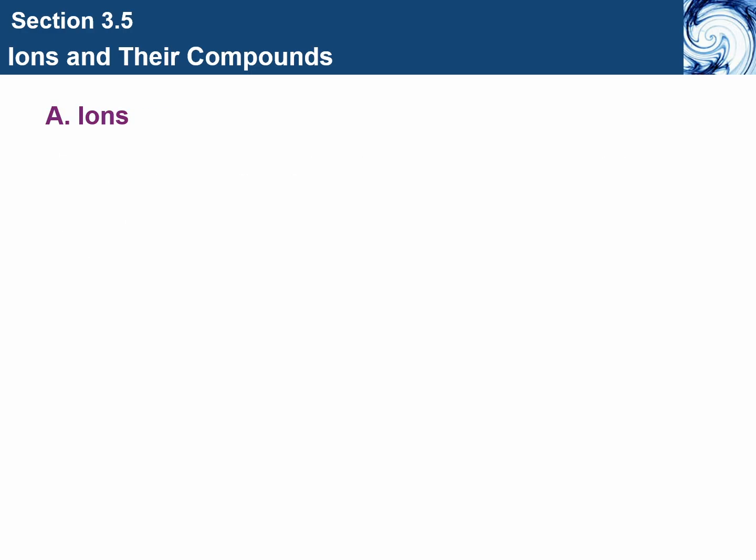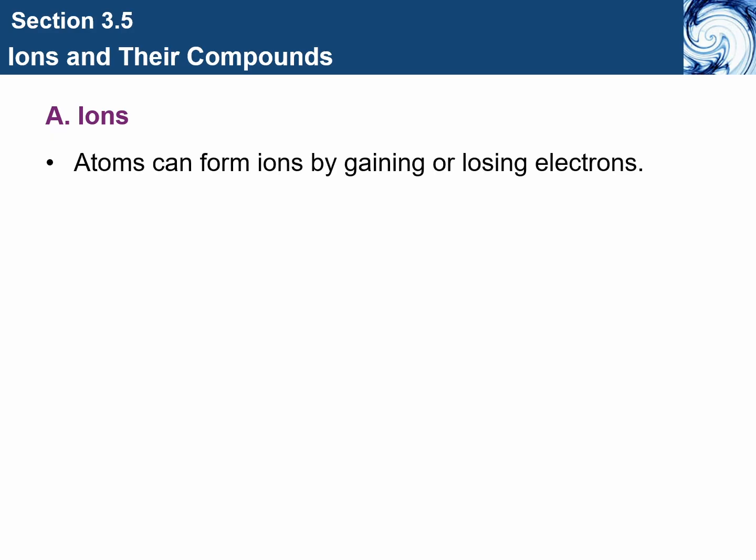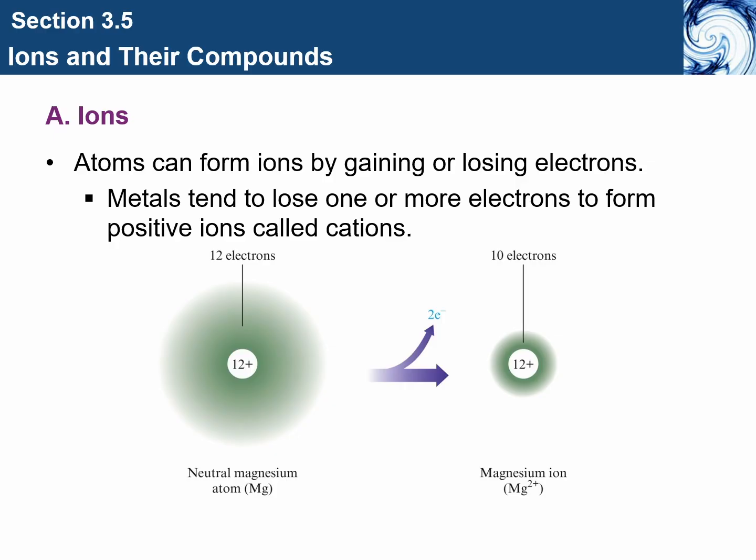But what is an ion? Atoms can form ions by gaining or losing electrons. Metals tend to lose one or more electrons to form positive ions called cations. Remember, cats are positive. The diagram uses magnesium as an example. A neutral magnesium atom has 12 protons and 12 electrons, so its charge is 0. We call that balanced. When it loses 2 electrons, it still has 12 protons. We don't touch those. But now it only has 10 electrons, so there are 2 more positive charges than negative charges, so it becomes Mg2+.